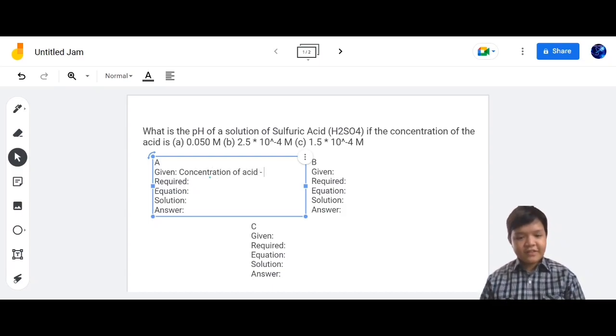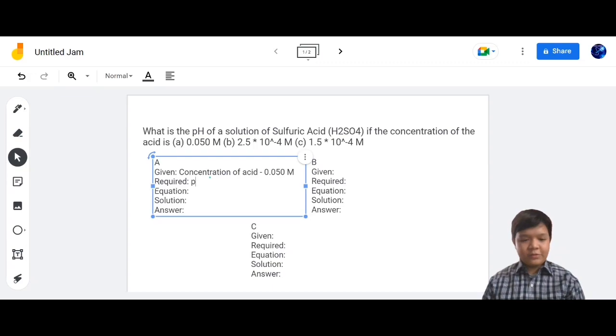We are given the concentration of the acid, which is 0.050 moles, and we are required to get the pH of the solution. To get the pH, it's very similar to the pOH. The pH is equal to the negative log of the hydrogen concentration. So our solution is that the pH is equal to the negative log of 0.1 moles, not 0.050. In the acid there are 2 hydrogens for every mole of acid, and so we must double our acid concentration to get our hydrogen concentration. So the answer we get is that the pH is equal to 1.0.